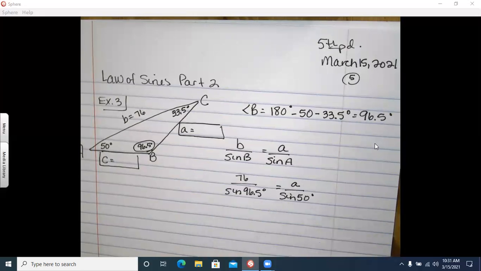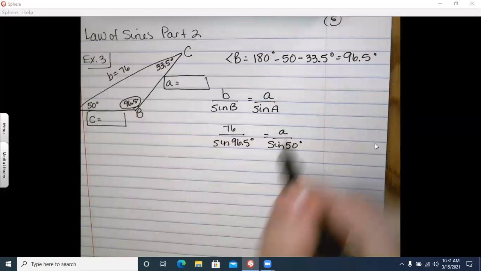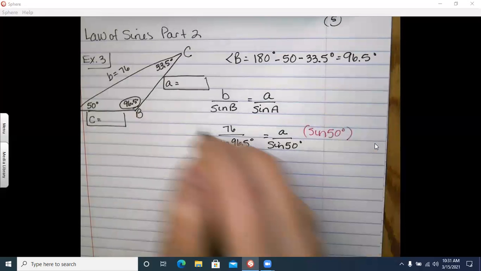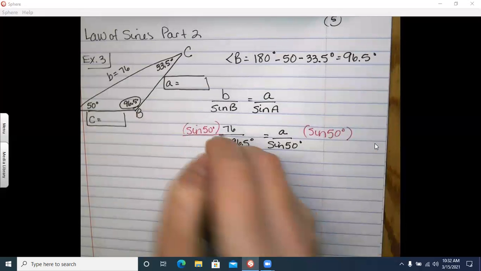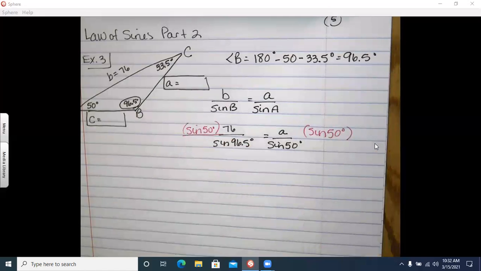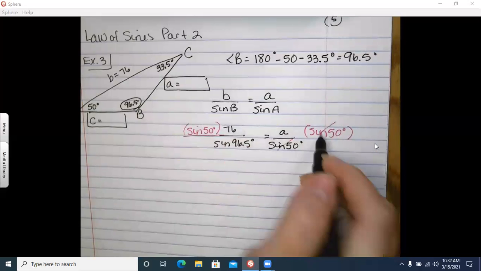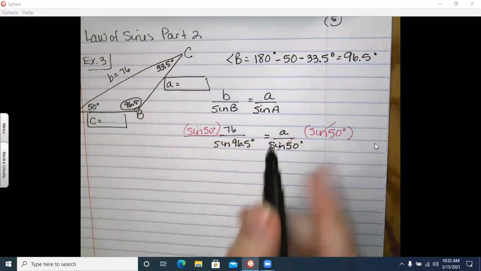All right, I'm trying to solve for A. It's being divided by sine of 50 degrees. So what will I do? Multiply both sides by sine of 50 degrees. I want y'all to do this in your calculator. Don't just trust what I'm saying. I want you to tell me what sine of 50 times 76, quantity divided by sine of 96.5, is, to make sure that you know how to enter it correctly. Because test day is not the day to find out whether you know how to enter it or not.